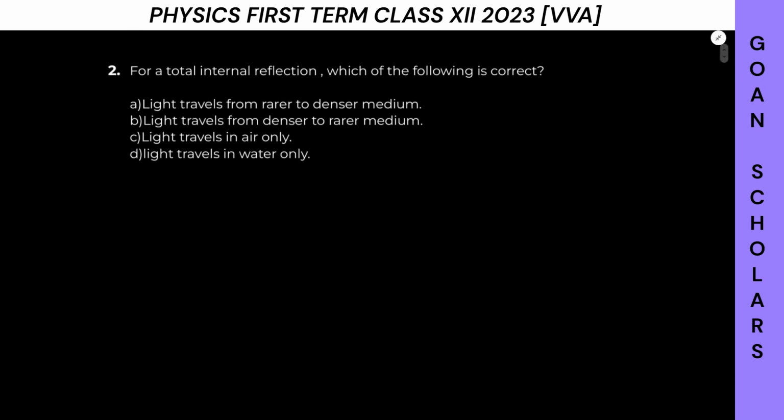For a total internal reflection, which of the following is correct? Light travels from rarer to denser? No. Light travels from denser to rarer medium? Yes. Light travels in air? No, it travels everywhere. Okay. So correct answer is option B. Light travels from denser to rarer medium. So when it goes from denser to rarer medium, it bends away from the normal, and as we go beyond critical angle, total internal reflection takes place. So hence correct answer is B.